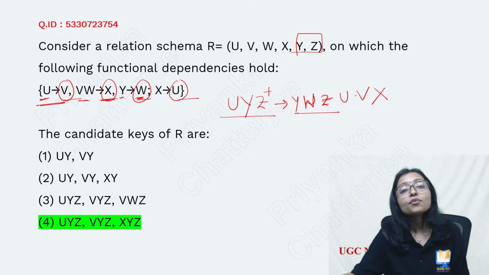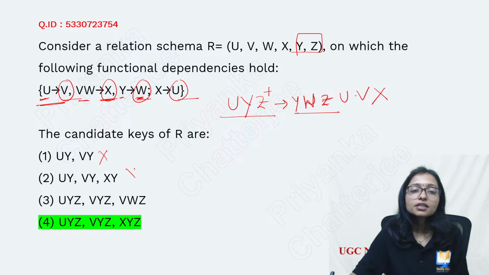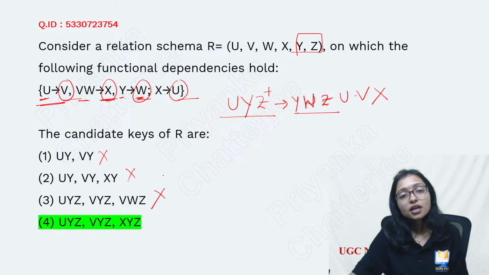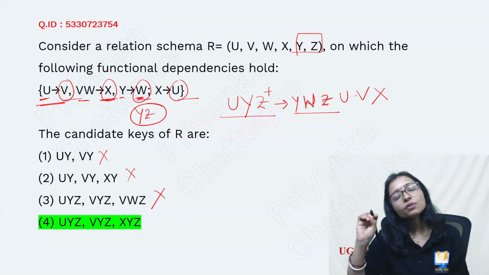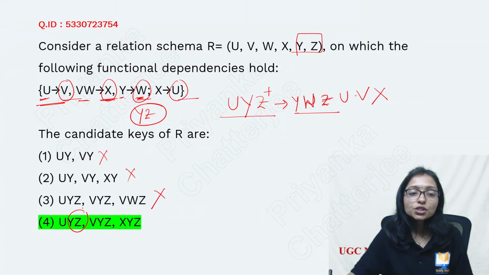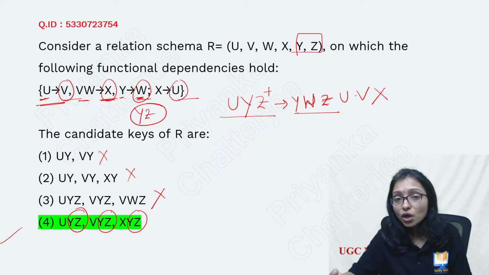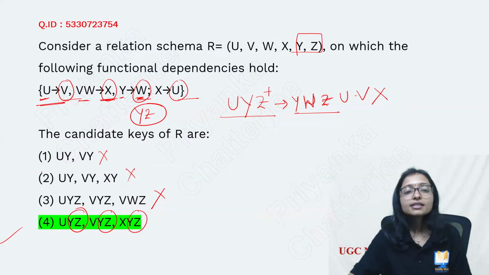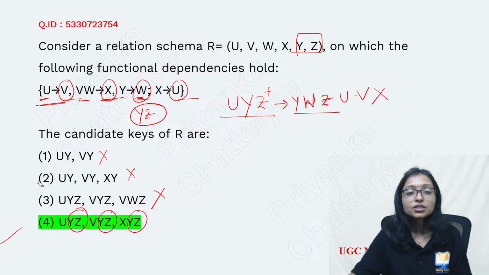Okay. Same way, from the options now you can eliminate this is not, this is not, this is not, because as YZ is not present on the right hand side, so YZ will definitely be part of the candidate key. Here in this option only YZ is present, means definitely this is my answer. But how to solve, I am telling you, so that other questions you can do it.